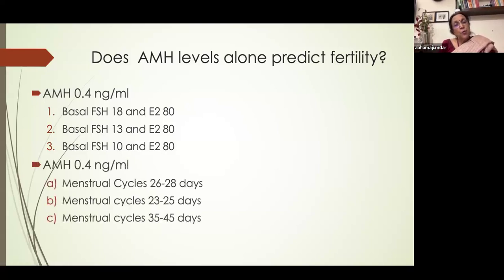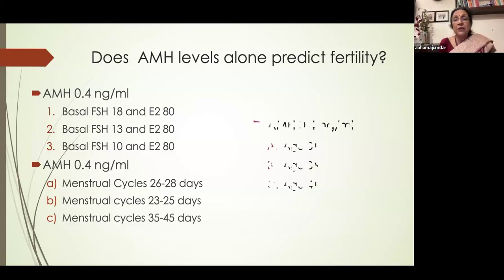AMH 0.4 nanogram. She's got menstrual cycles of 26 to 28 days. She has menstrual cycles of 23 to 25 days. And she has menstrual cycles of 35 to 45 days. Who is the worst out of these in terms of ovulation stimulation? A, B, C. Please write your answers in the chat box. I thought a lot about these questions and I've put them up for us to understand whether AMH alone is a predictor or we have to see other things along with it.